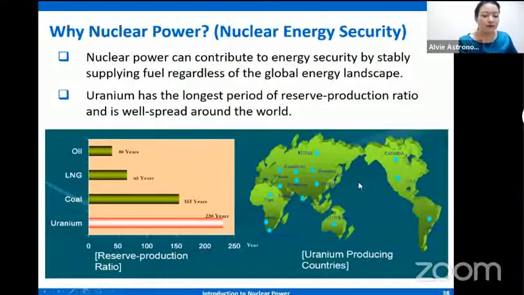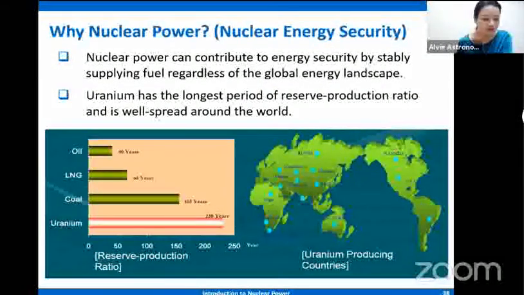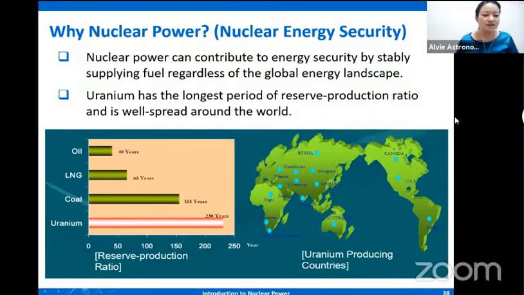So why nuclear power? One of the reasons why many countries are pursuing nuclear is nuclear energy security. Nuclear power can contribute to energy security by stably supplying fuel regardless of the global energy landscape.